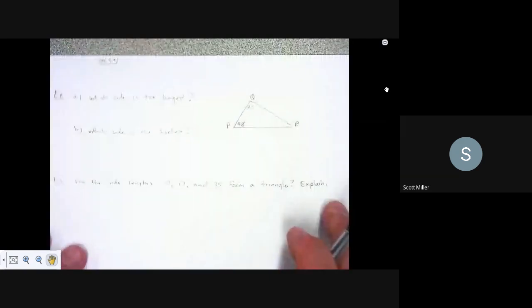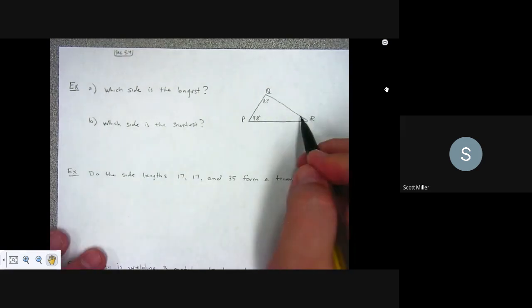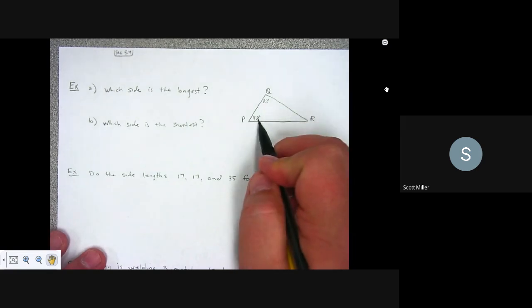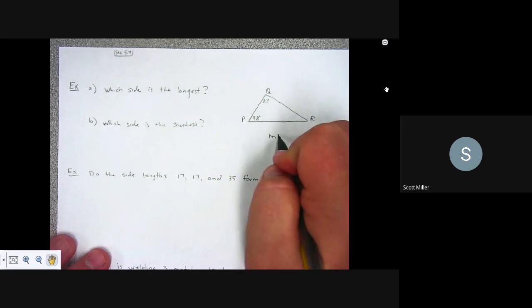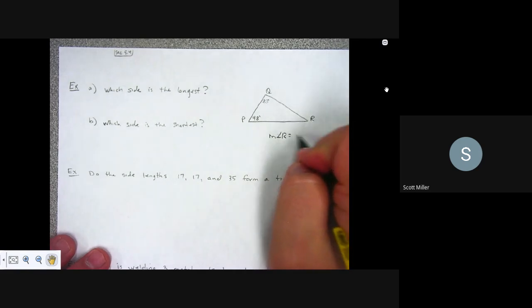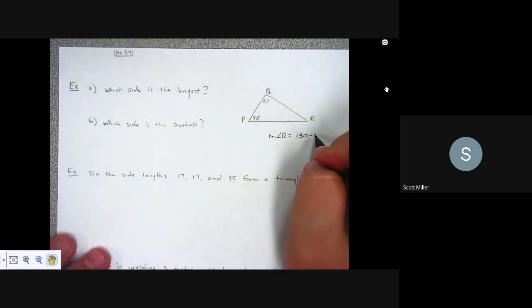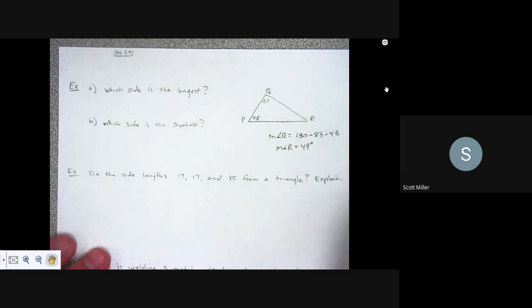This is pretty straightforward. Okay. So which one is the longest side? So keep in mind also that you do not know all the angles. So the first thing I would do is figure out this angle. If that's 83, and it might be hard to read, and that's 48, then what is the measurement of this angle over here? So we can find the measurement of angle R by simply doing 180 degrees minus 83 minus 48, and we will get the measure of angle R to equal 49 degrees.